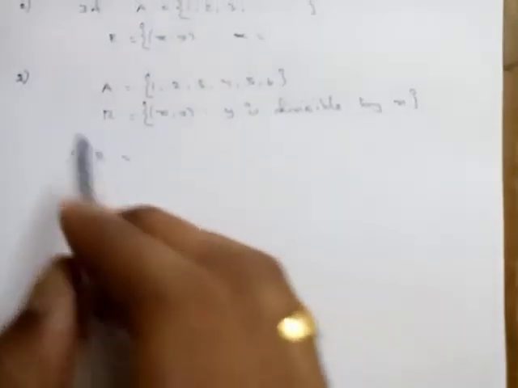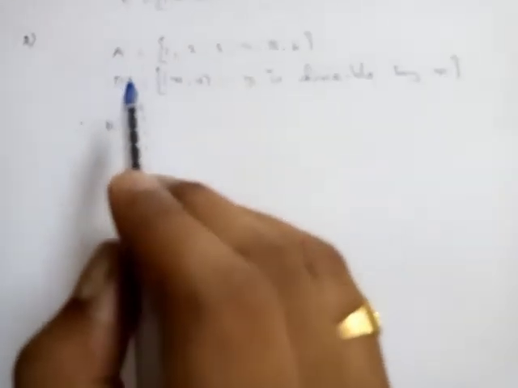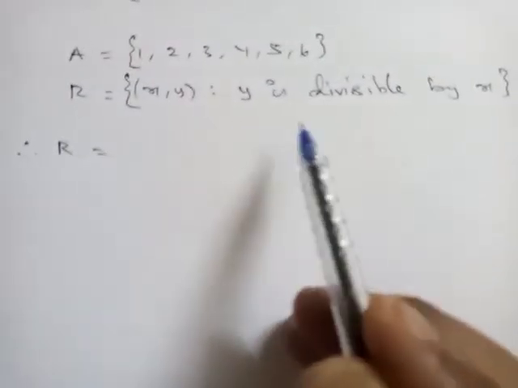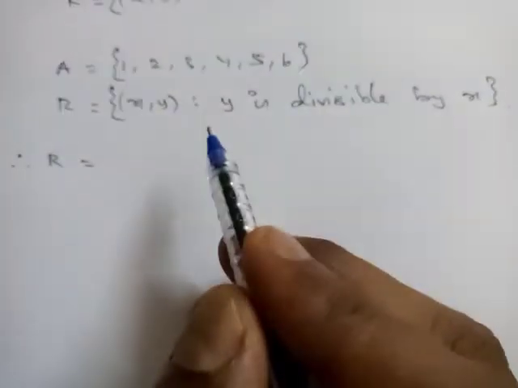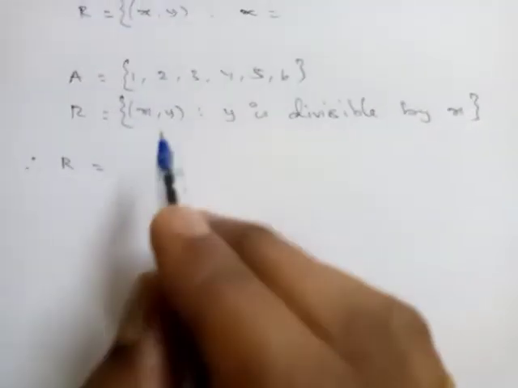Relations and functions. Second question. Consider this set A = {1, 2, 3, 4, 5, 6}. Then R is the relation given by R = {(x, y) such that y is divisible by x}. So y is divisible by x. What are all the values that will come?